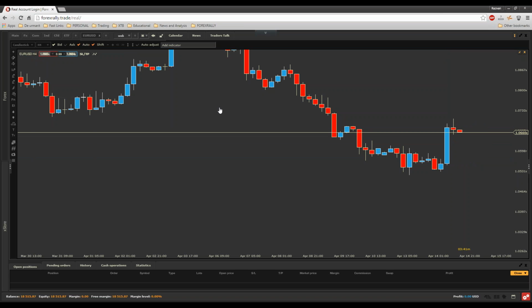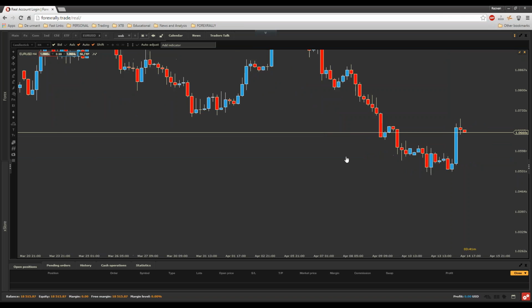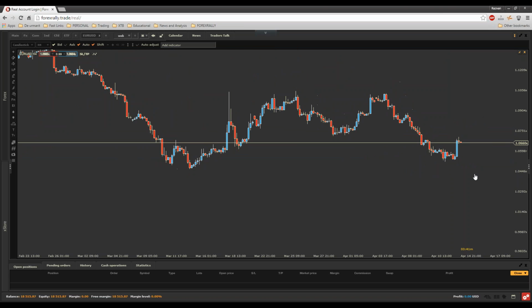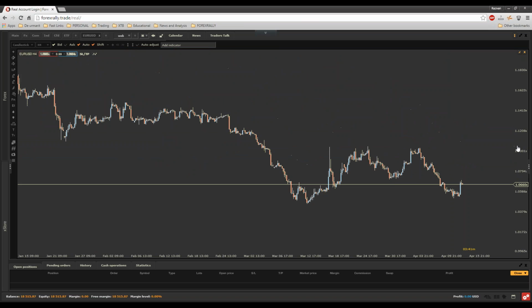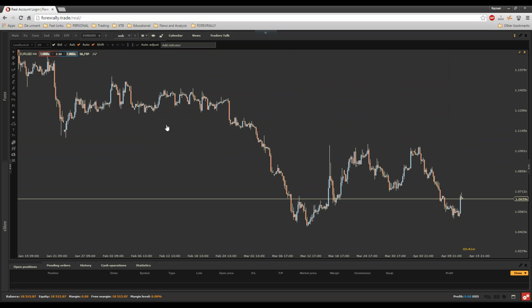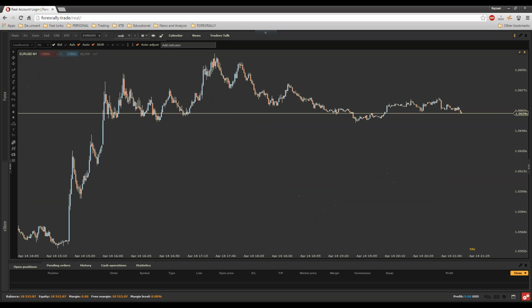Depending on the time frame, the chart will actually adapt, will change. Let's say we have this default zoom, and the chart will contain data from January 15th all the way to the current moment. But with the same zoom, getting back to M1, we'll just have from April 14th, which is actually today, from 14:45, all the way up to the current moment. So a lower time span.